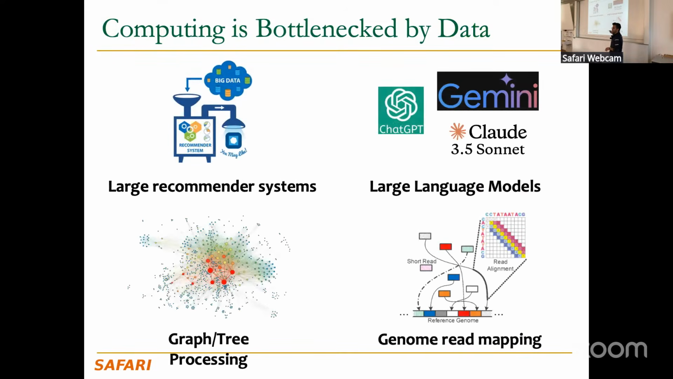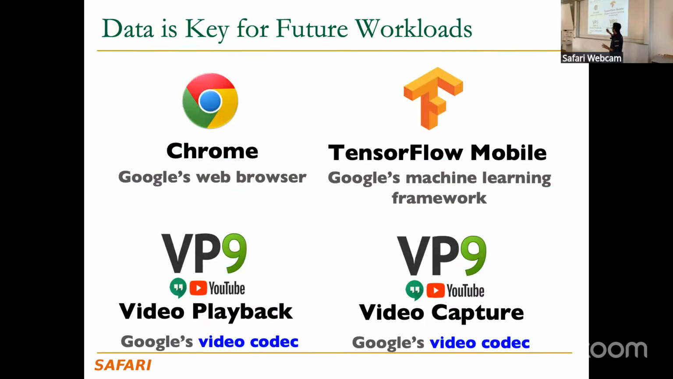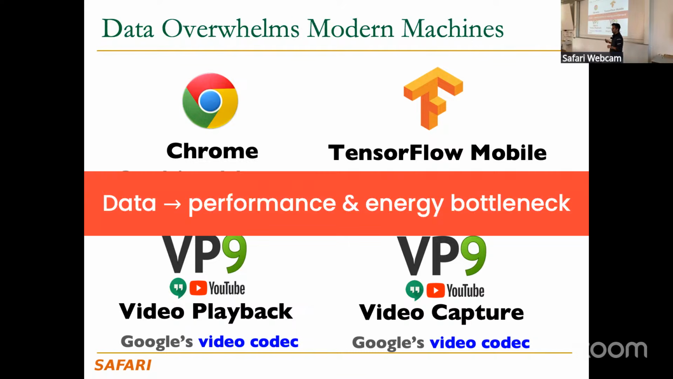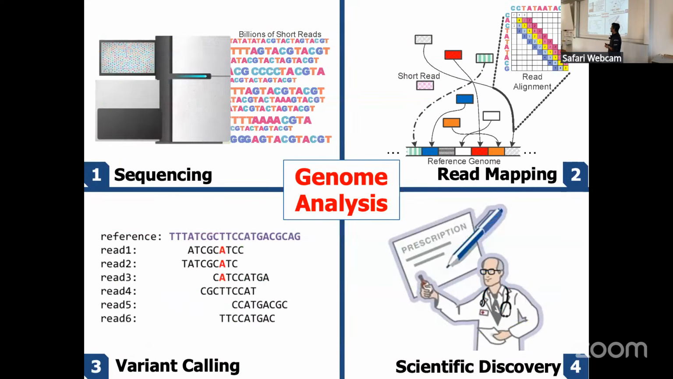Okay, so let's get started. You have probably seen some version of this slide again and again: computing, as it stands today, is heavily bottlenecked by data, from large scale recommendation systems to genome sequence mapping. It's not only workloads running on servers, but also workloads we use on our mobile phones, for example Chrome browsing, all the way to video capturing and video playback. Everything is heavily bottlenecked by data. So data contributes to the major performance and energy bottleneck of these systems. And also emerging workloads like genome sequence processing are generating a tremendous amount of data that we can't even process at the current pace.